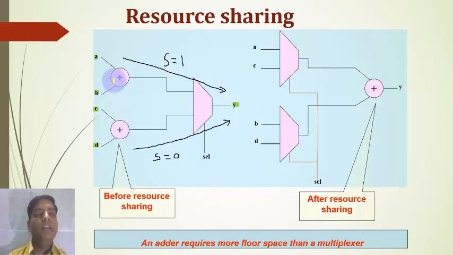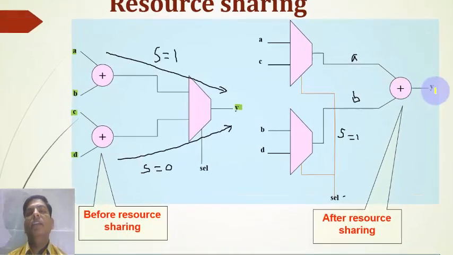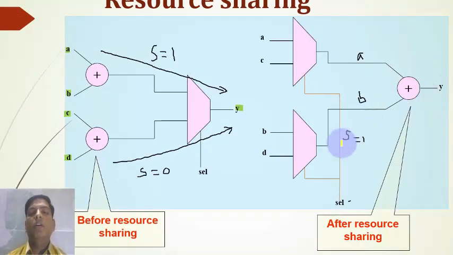Before resource sharing it may perform the functionality like that, but after the resource sharing the adder gets shared, and there are 2 multiplexers. Here a and c are the inputs to the first multiplexer and b and d are the inputs to the second multiplexer. If my select s is equal to 1, then a will appear here and b will appear here, and y is equal to a plus b, because it will select line number 1. So a gets transmitted, b gets transmitted, so a plus b is there.